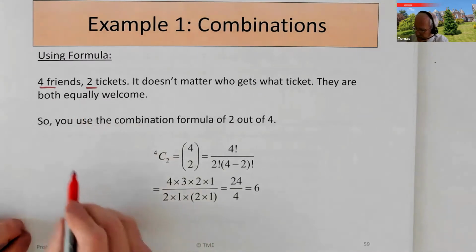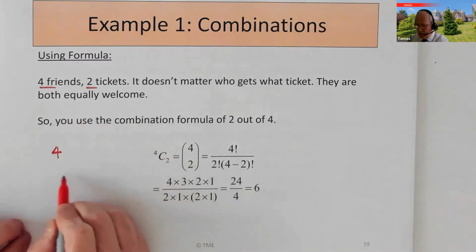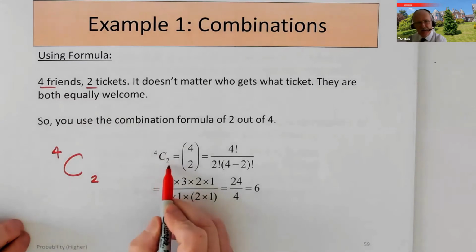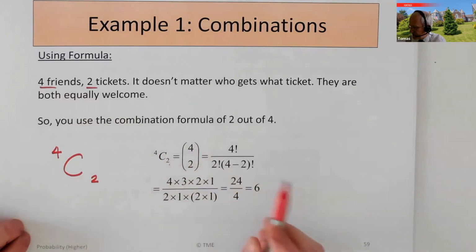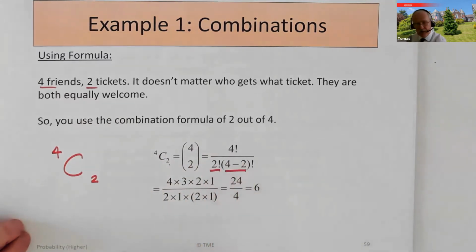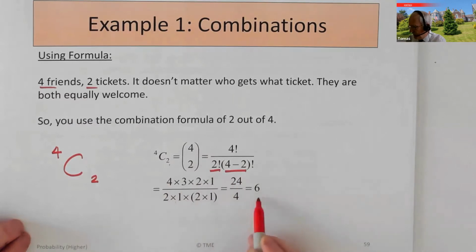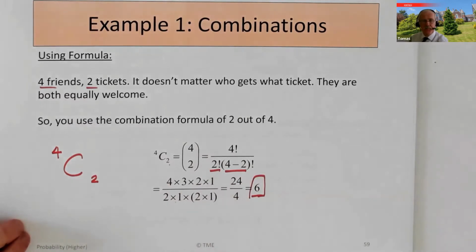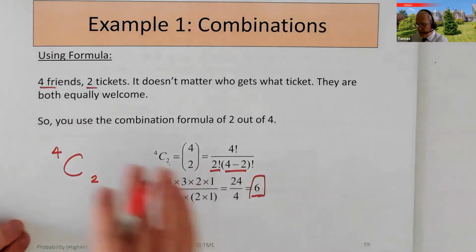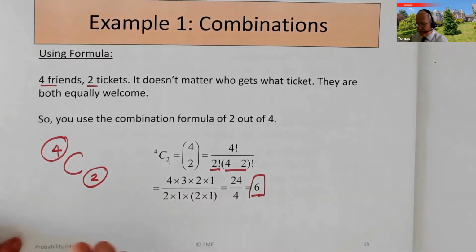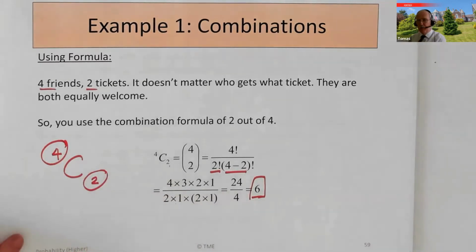So the way that works is you'd say there are 4 friends. I have 2 tickets to give. And it's combinations. So the answer is 4C2. 4C2 is 4 factorial over 2 factorial times 4 minus 2 factorial: 4 by 3 by 2 by 1, over 2 by 1 by 2 by 1, 24 over 4, I get 6. That is the correct answer. That's how you do it. You say, how many friends have I got? How many do I want to choose?